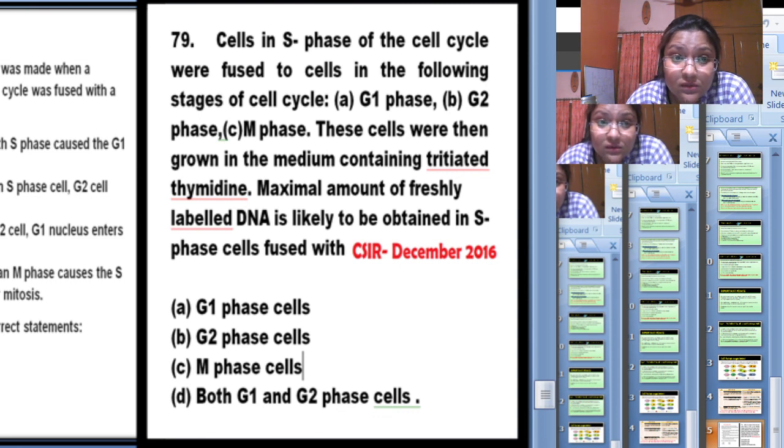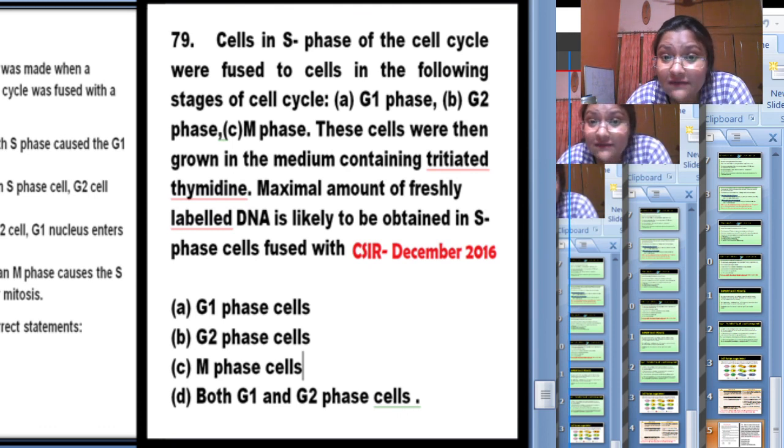So maybe some of the DNA, because it is already in S phase, maybe some of the DNA will be replicated with labeled DNA, but they are asking the maximal amount of freshly labeled DNA likely to be obtained in S phase cells fused with, so the answer will be option A, which is G1 phase cells. Because G1 phase cells are the only ones which need to replicate fully. They will make an early entry into S phase and then their DNA will be replicated.